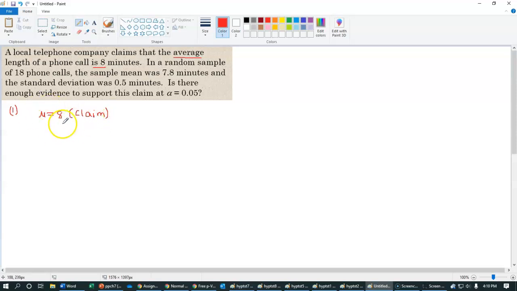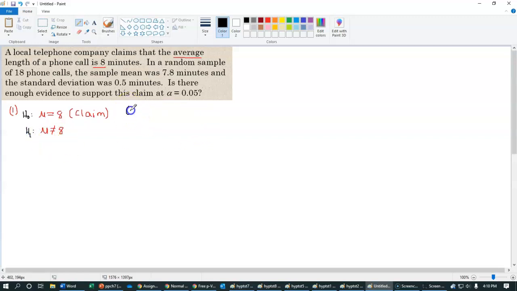Now don't forget, every claim has a counterclaim. So how do we find the counterclaim? State the opposite of what the original claim says. So the opposite of being equal is not equal. So mu not equal to 8. Now that I have the original claim and the counterclaim, we need to label them as H0 and H1. Whatever claim has the equal is H0. Whatever claim doesn't have the equal is H1 or HA. And I did step number 1.